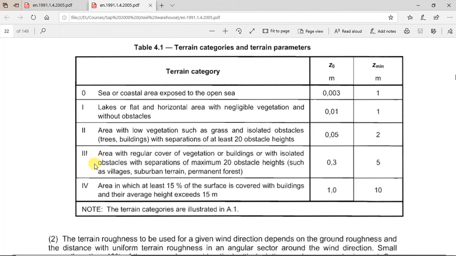3, area with regular cover of vegetation or buildings or with isolated obstacles with separation of maximum 20 obstacle heights, z0 equals 0.3 and z_min equals 5. And finally 4, area in which at least 15% of the surface is covered with buildings and their average height exceeds 15 meters, z0 equals 1 and z_min equals 10.